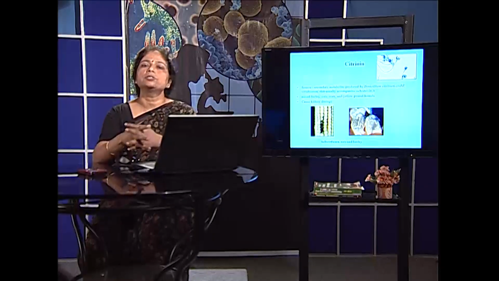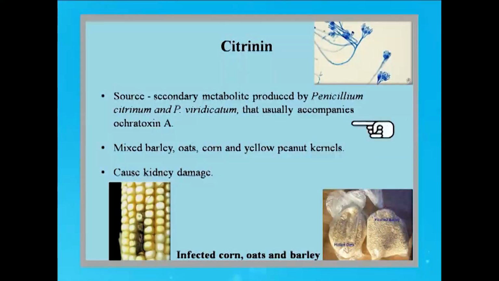Coming to another mycotoxin, citrinin, produced by Penicillium citrinum and Penicillium viridicatum. This is usually accompanied by the production of ochratoxin A. It is found in moldy barley, oats, corn or peanut. Here you can see the picture of the affected corn. This basically affects the kidney of the human body.